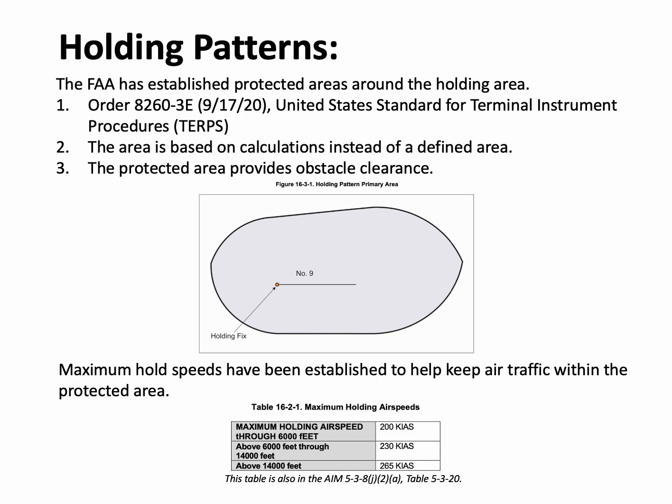but the holding protected area consists of a primary area, the area used for the hold, and a secondary area, which is approximately a 2 nautical mile wide perimeter around the primary area. The important thing to remember about the protected area is that it is large enough to provide a buffer for wind correction, varying ground speeds, and turn radius, so the safety of flight will not be affected.